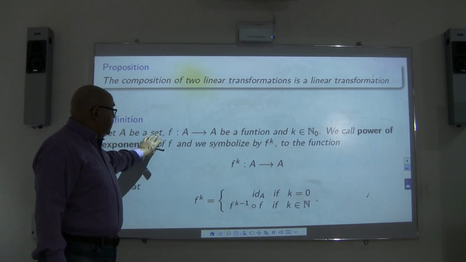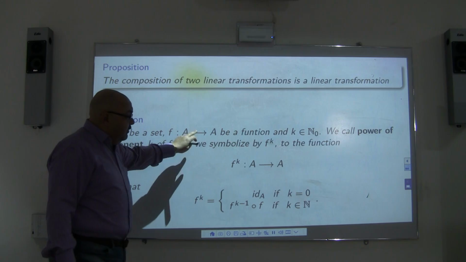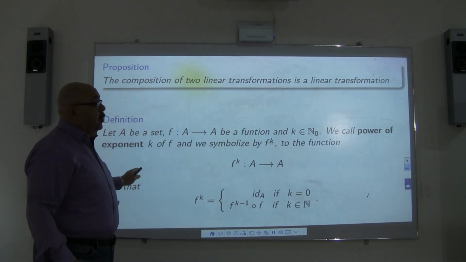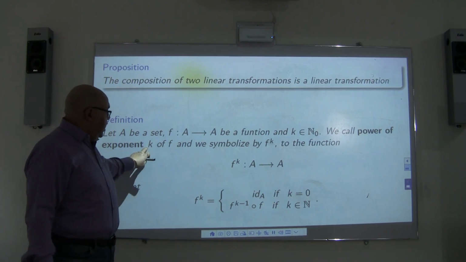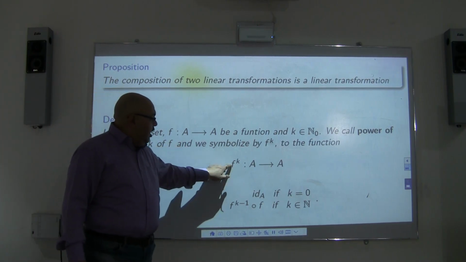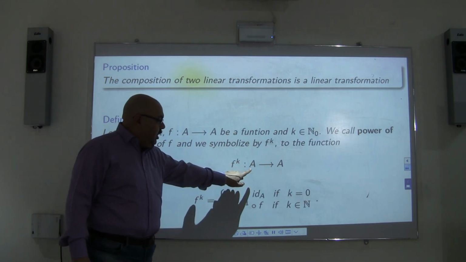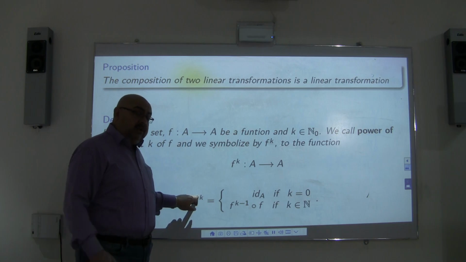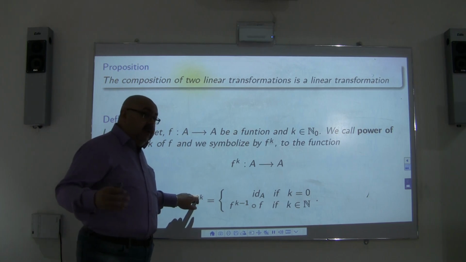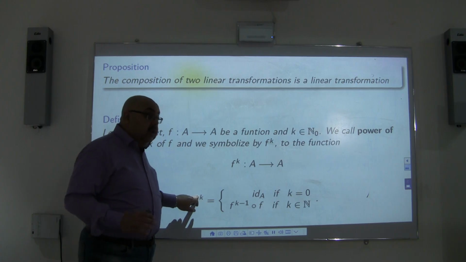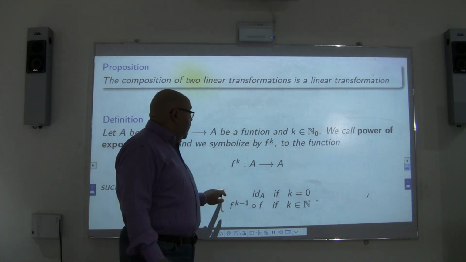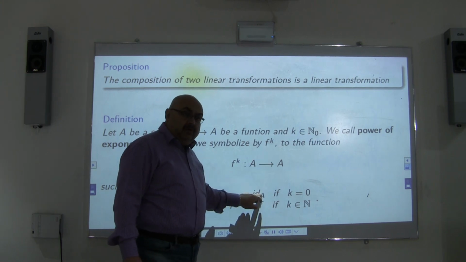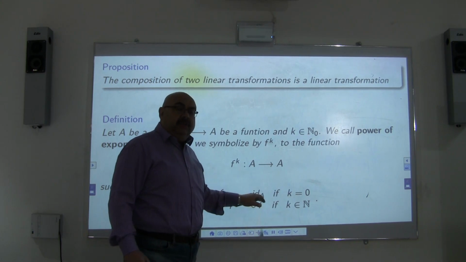Let A be a set such that F from A into E is a function and K belongs to the set of natural numbers. We call it the power or exponent K of F, and we symbolize it F to the power of K, such that from A into A. Keep in mind that K takes scalar values, either complex or real numbers. So if K is equal to 0, you will end up having from A into A, which means the ID transform. The ID transform moves A into A.